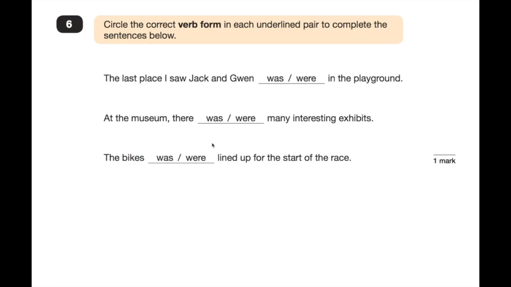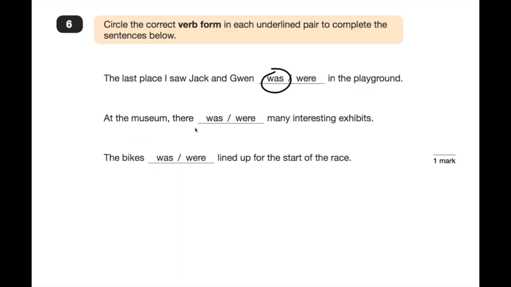Number 6 is testing your knowledge of standard English. These ones are quite straightforward. If you read the sentence and it sounds like you're talking to your mates, or it's a strong colloquial accent like you're from Yorkshire, then you know that it's not right. So looking at this first one here, the last place I saw Jack and Gwen was in the playground. That's obviously the right answer, because if you put were in there, it doesn't sound right. The last place I saw Jack and Gwen were in the playground. See, it doesn't sound right.